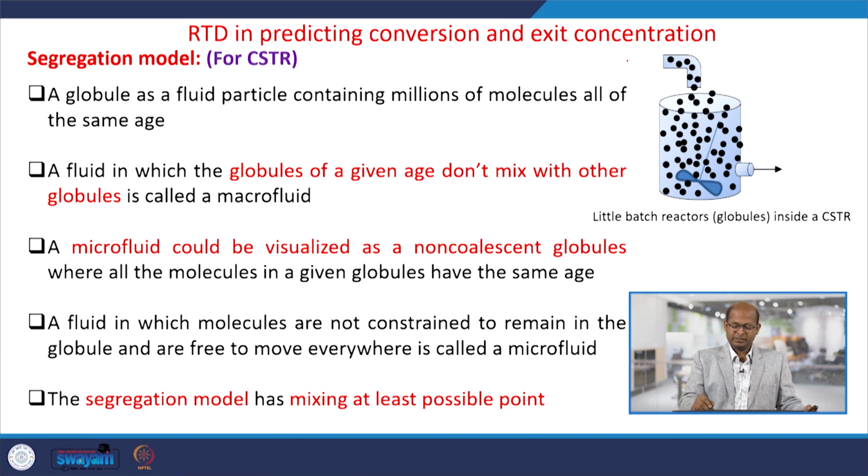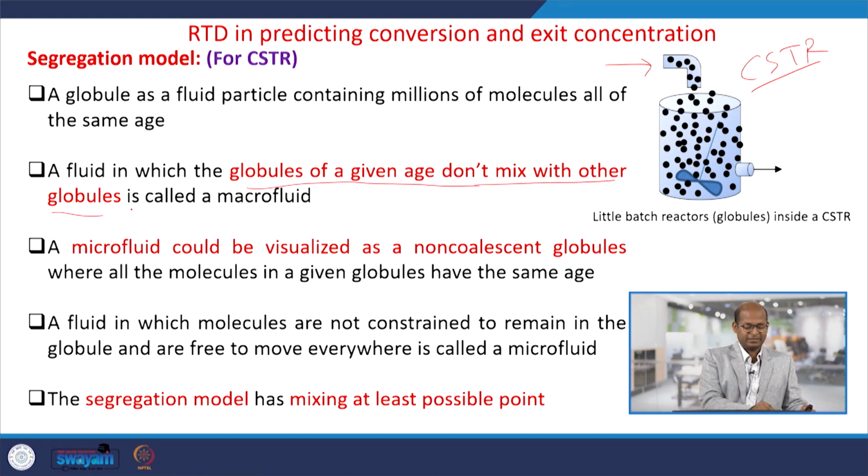So, we are considering this type of CSTR reactor, and here globules of a given age do not mix with each other, so macrofluid mixing is there. So, individual globules, the molecules present inside that globule, may be converted inside it, and then it passes through the reactor and comes out. Similarly other globules also follow the same way. So, macrofluid mixing is there.